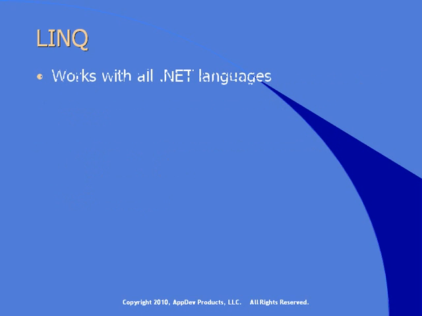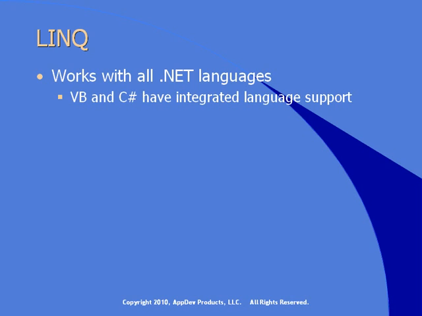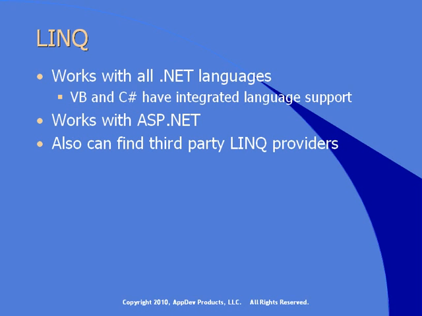LINQ works with all .NET languages, and VB and C# have integrated language support, meaning the LINQ methods are sometimes wrapped up in language keywords. You can always get to the LINQ methods, but VB and C# have special integrated language support. It works with both Windows and web applications. And you can also find third-party LINQ providers. Amazon.com, for example, has written a LINQ provider so you can use LINQ over Amazon.com's data directly.